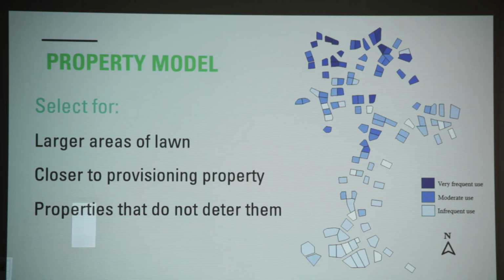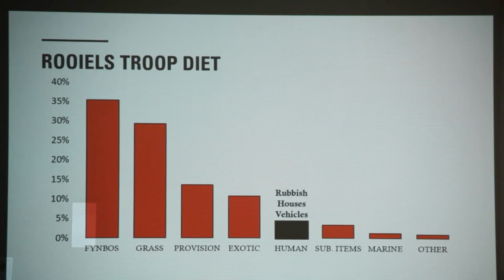One household strongly predicted their movement. And then properties who do not deter the baboons. So where baboons were kind of welcome and they weren't chased away, then they would logically spend a little bit more time there. And the diet is really, really important. So what are they eating in this area? Are they, again, eating completely different? And they were. So they were eating predominantly fambos, which is what we want them to eat, followed by grass. Again, that's particularly in the wintertime.